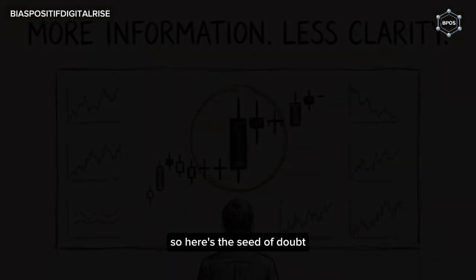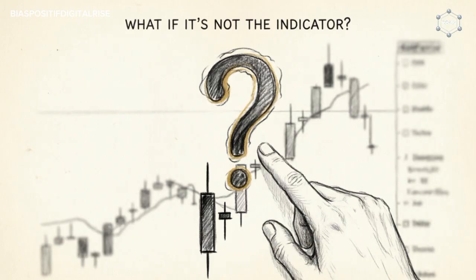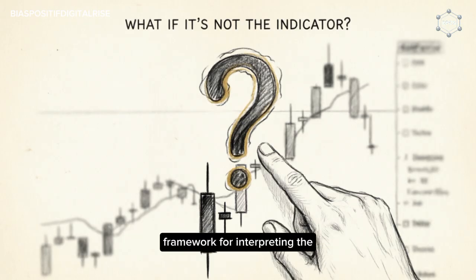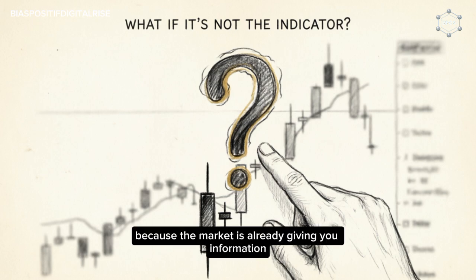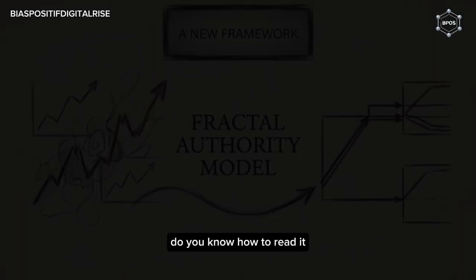So here's the seed of doubt I want you to consider. What if the problem isn't that you don't have enough indicators? What if the problem is that you don't have a clear framework for interpreting the movement? Because the market is already giving you information. The question is, do you know how to read it?